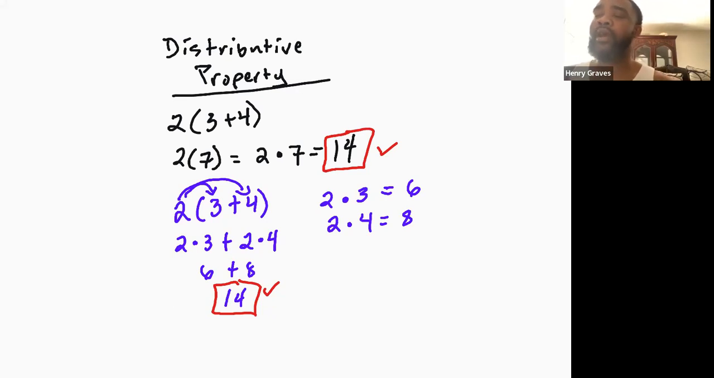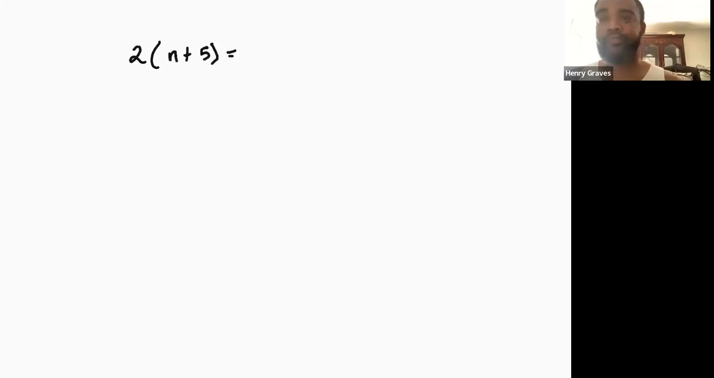Now I am going to go ahead and do one with the distributive property. So I'm going to have 2 parentheses n plus 5 is equal to negative 2.